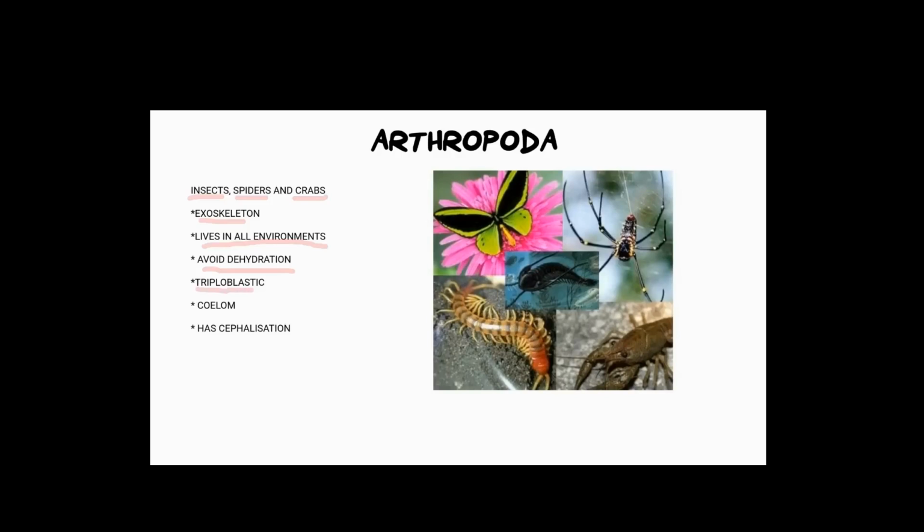Now, they are triploblastic, so they have 3 tissue layers, which means they have a coelom. And that comes along with having cephalization. And we can imagine cephalization a bit better in arthropods because we can actually see their head with their eyes and their antenna, and that makes them the second most complex group that we're going to look at.